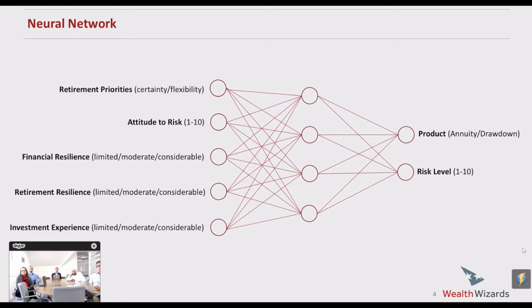So I gave all these inputs on the left to Jonathan. He worked his magic, put it into his neural network, and then he's produced two outputs. That's a product, annuity or drawdown, and what risk level it is from on a scale of 1 to 10. So what we're going to do now is demonstrate and see if our machine can actually give us the right recommendation. Yeah, sure. So how did we do this?